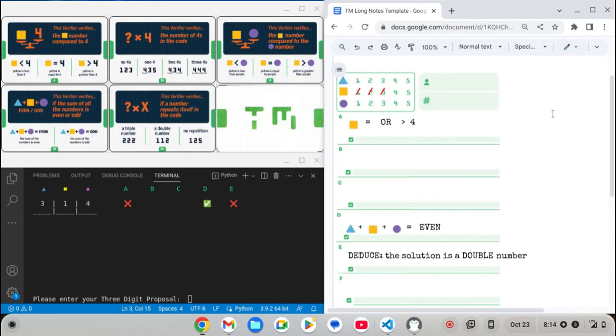Could square be less than circle? No. 4 cannot be smaller than 5. Well, I guess maybe you still could. You could have 5, 4, 5. Yeah, that's still a viable possibility.